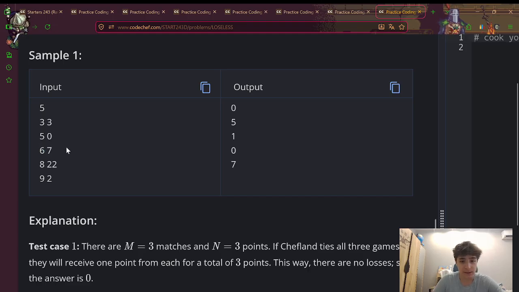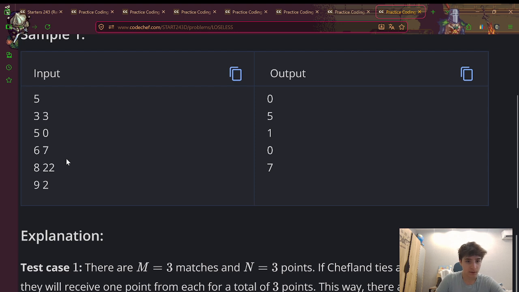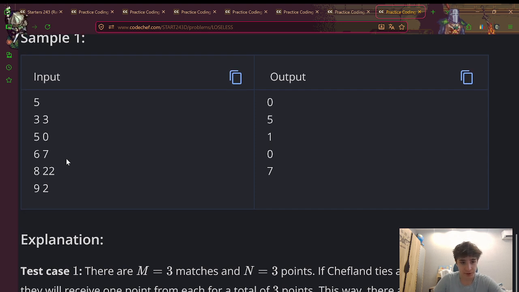So it means that they at least got some winning. For example, wait a minute. If I divide 6 by 7, what do we get? 0 point something. But as an integer we get 0 and there's 1. Okay. 8 and 22. I don't think that they would lose. It's 100%. And 9 divided by 2 is 4.5. It shows that they lost 7 times.